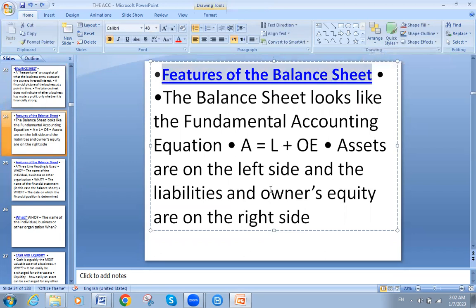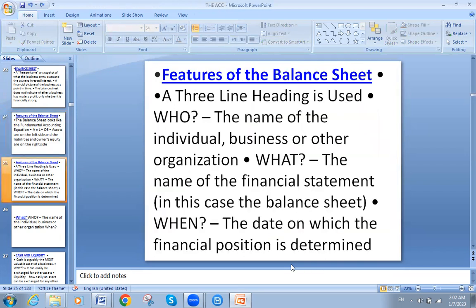Features of the balance sheet. The balance sheet looks like the fundamental accounting equation: assets will equal liabilities plus owner's equity. So this is also the balance sheet. It's the same: the assets on one side, and liabilities and owner's equity on the other side.